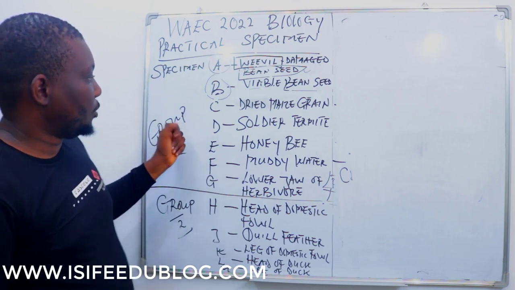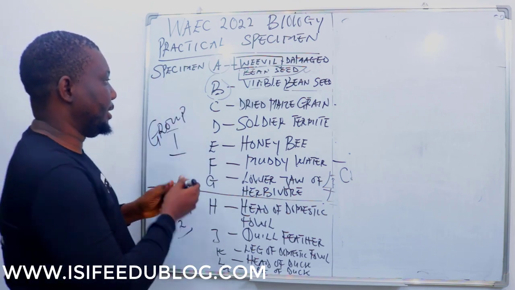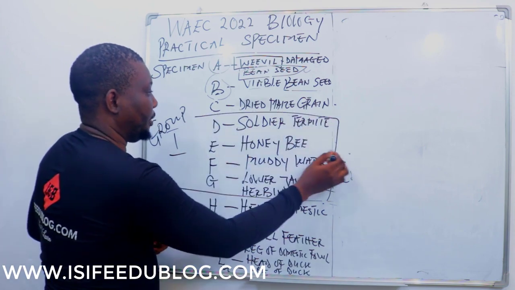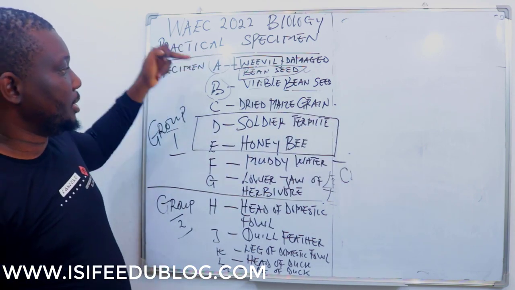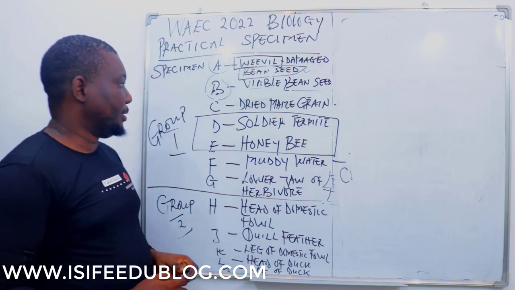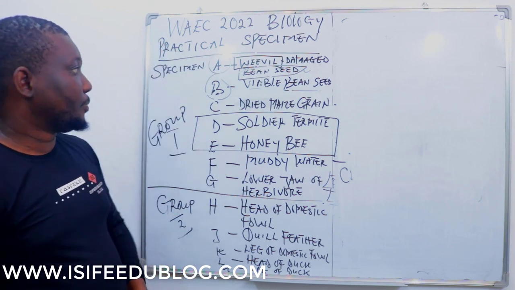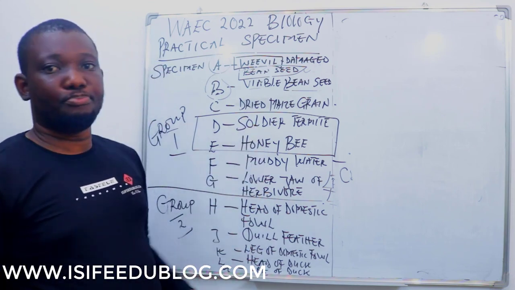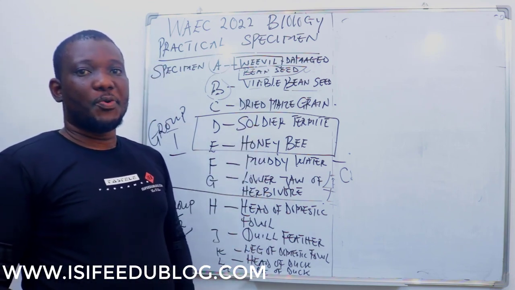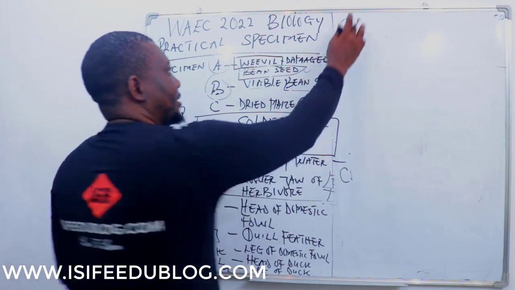Okay, now we're going to look at D and E. In our previous video, we looked at A, B, and C. We're going to look at D and E in this video. Okay, soldier termites and honey bee. First, we're going to start with the habitats.